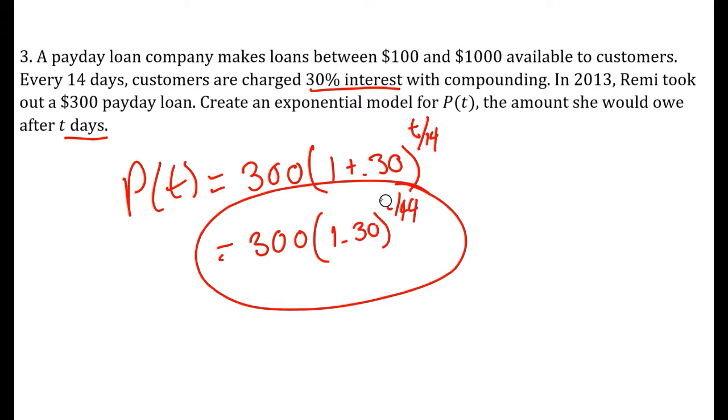So if I had 100 days, I would plug in 100 for t, do 100 over 14. But it's important to understand that it compounds every 14 days. Every 14 days, I apply that 30%.